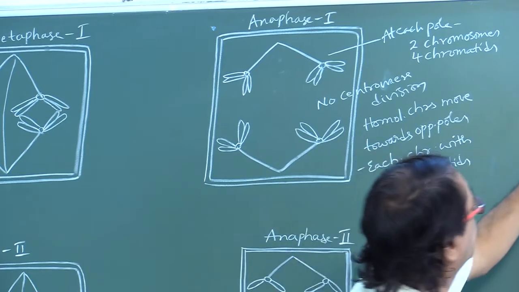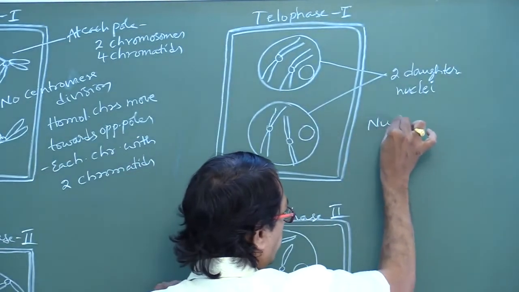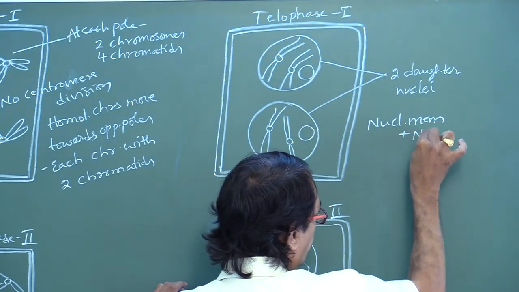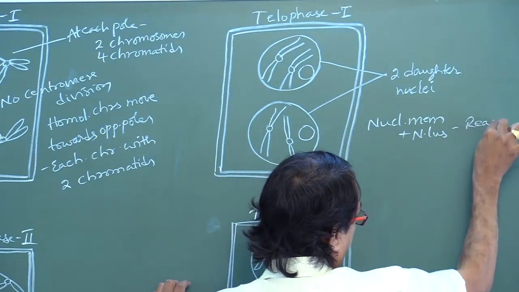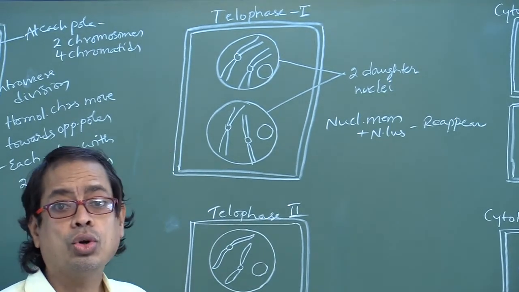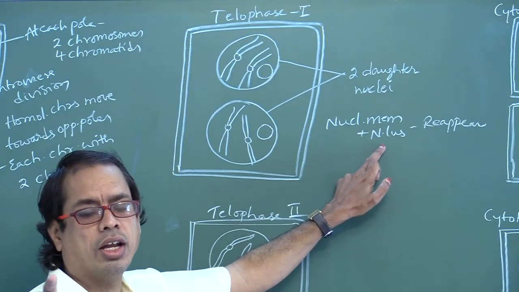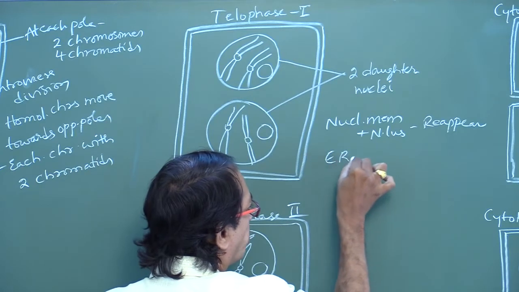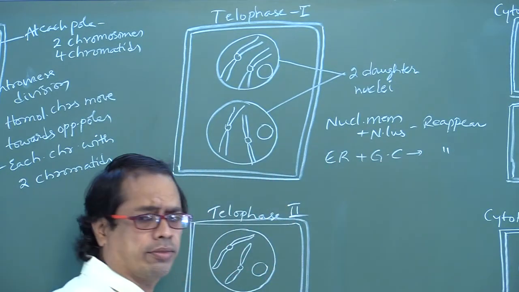Right. Now here the nuclear membrane and nucleolus reappear. Appearance of the nucleolus is called nucleologenesis. And the endoplasmic reticulum and Golgi complex also reappear.